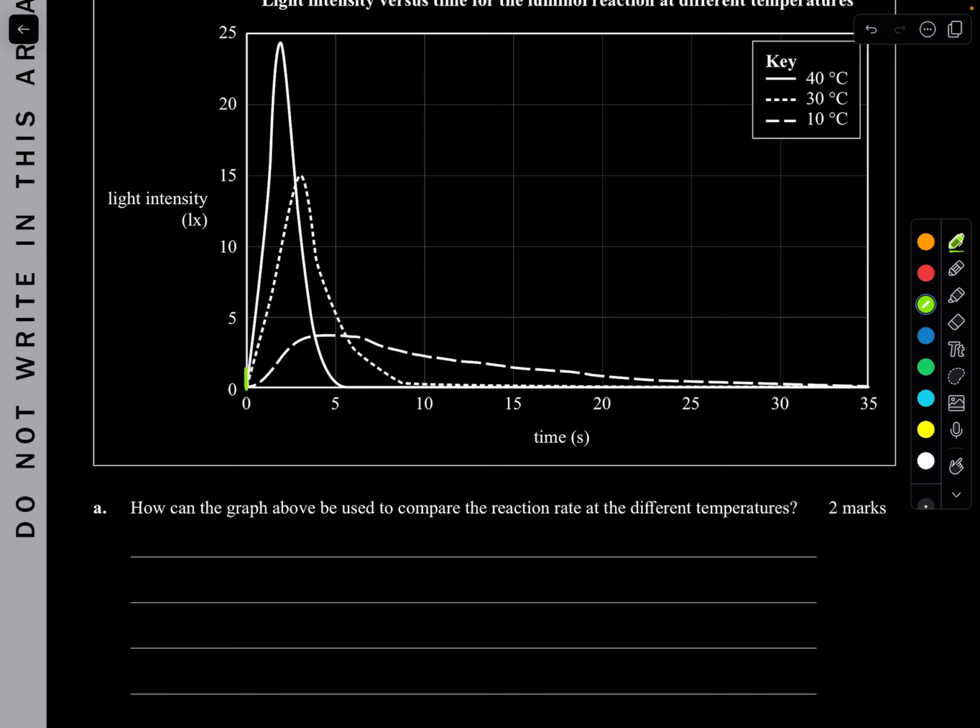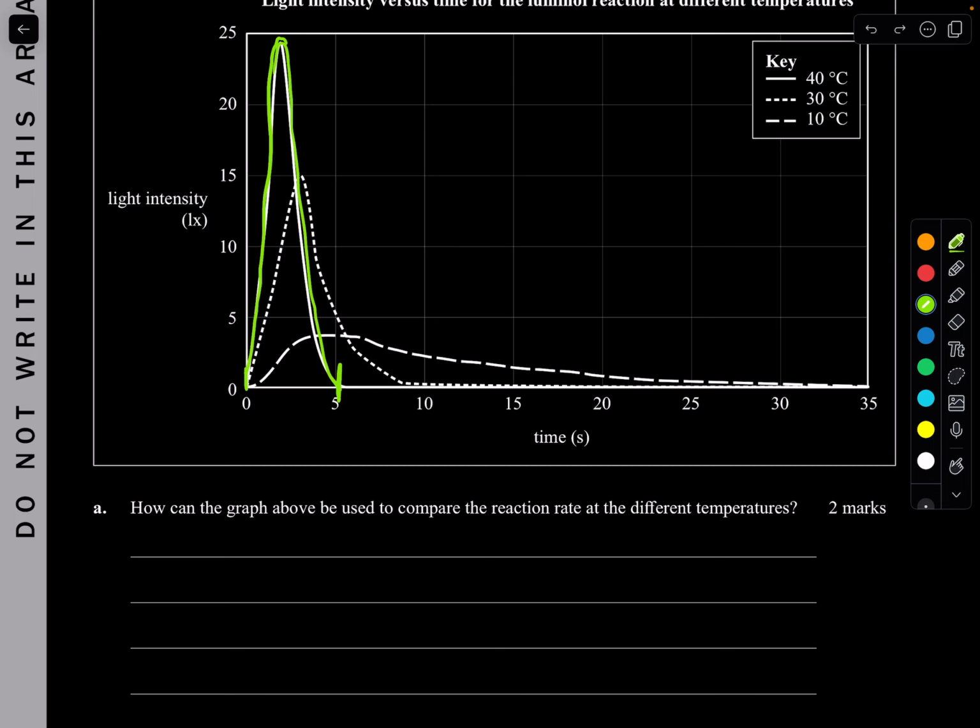Doesn't that make sense? So think about this. Think of that 40-degree one. The reaction basically goes and comes back and finishes here at 5 seconds, so the intensity comes back to 0. If we know when the intensity comes back to 0, that's when the reaction has gone to completion. And remember, the faster it gets to completion, the shorter the time, the faster the rate of reaction, because the reaction has gone quicker.